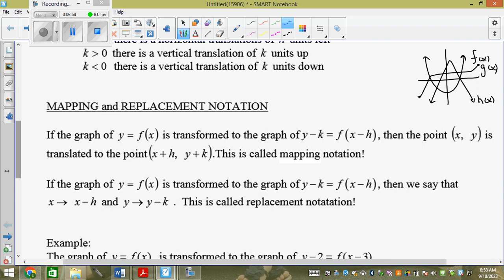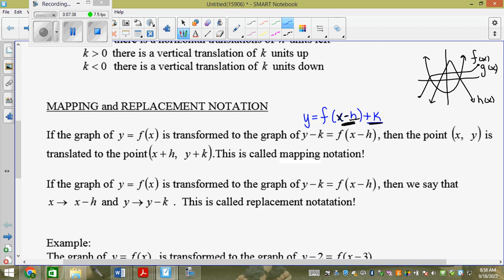So this one here, it says the graph of y equals f of x is transformed to the graph of y minus k equals f of x minus h. Well, I would rewrite that as y equals f of x minus h plus k. I'm horizontally moving this what? H to the where? Is it right or left? It's right, because this is x minus, and then this is what I'm actually looking at, which is a positive h, right? So I'm moving h to the right.